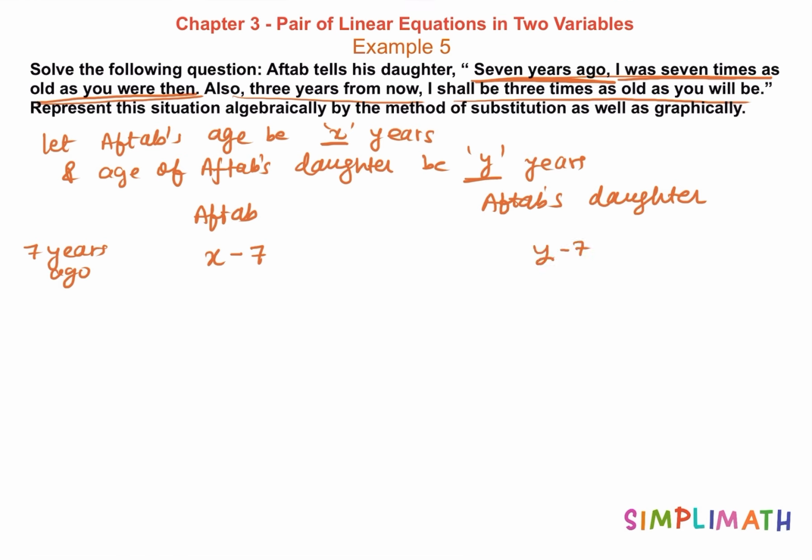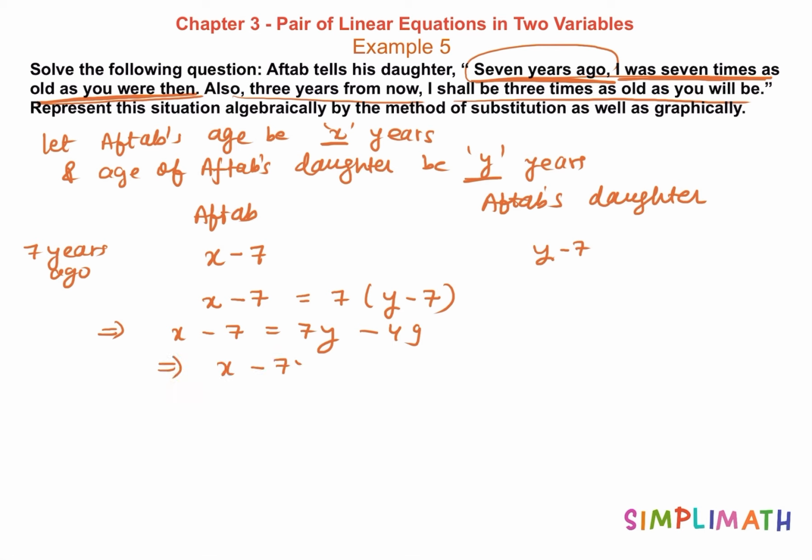Alright. So what are we given? The condition is that 7 years ago, Aftab was 7 times as old as his daughter. So Aftab's age 7 years ago was 7 times that of his daughter 7 years ago. So now let us solve this. We get x minus 7 equals 7y minus 49. So this can be written as x minus 7y plus 42 equal to 0. So this is our first equation.